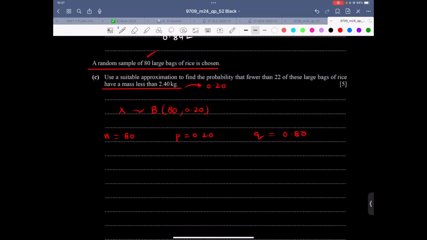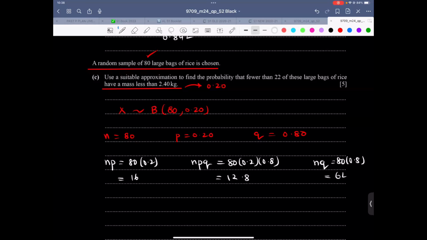Let me evaluate np, that is 80 into 0.2, which is 16. Let me evaluate npq, which is 80 into 0.2 into 0.8. So 16 into 0.8 comes out to be 12.8. And let me evaluate nq, which is 80 into 0.8, which is 64.